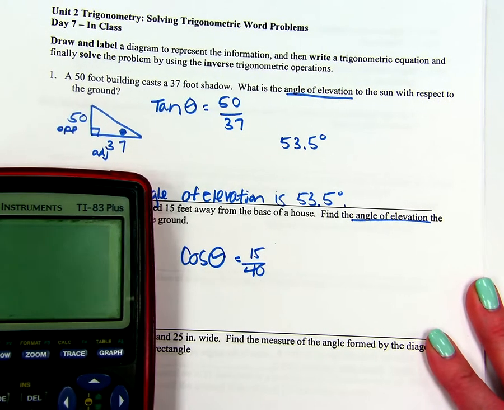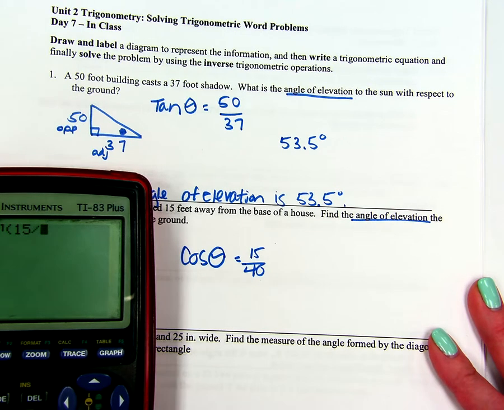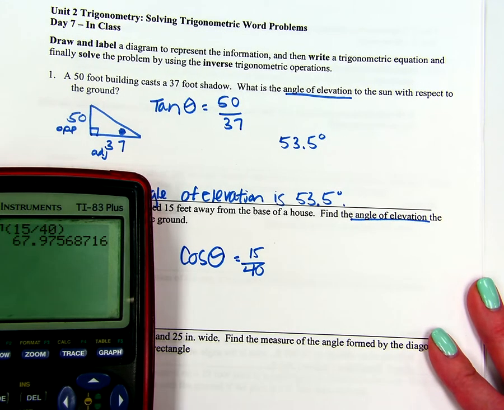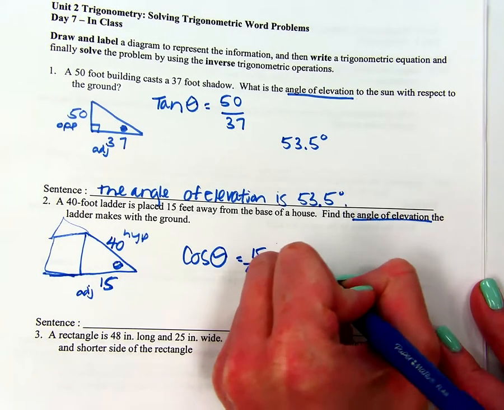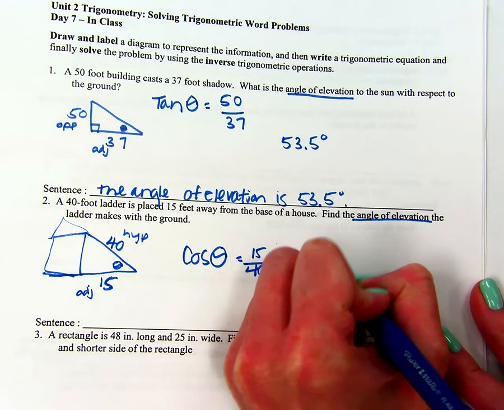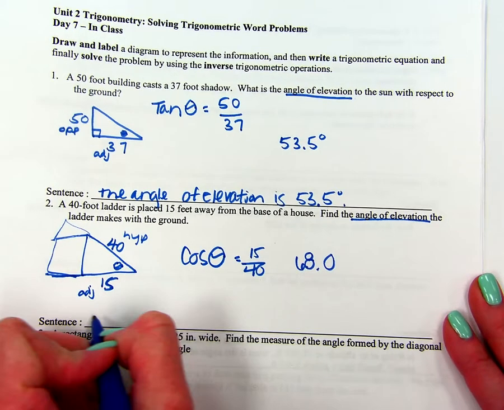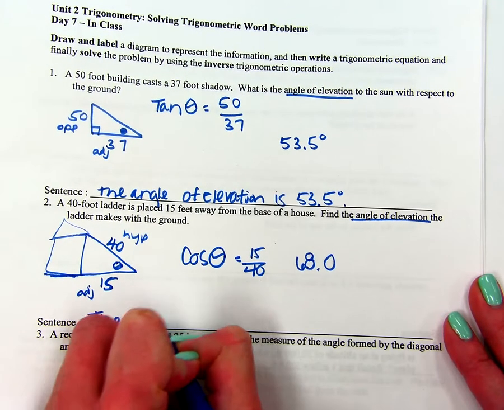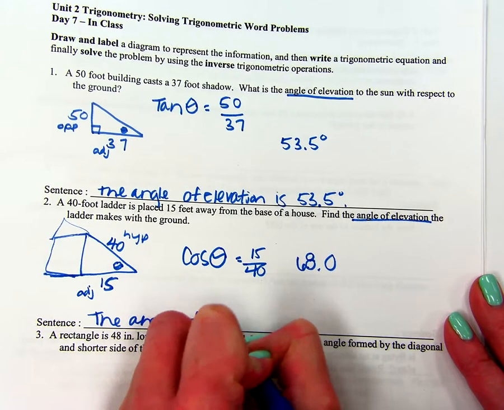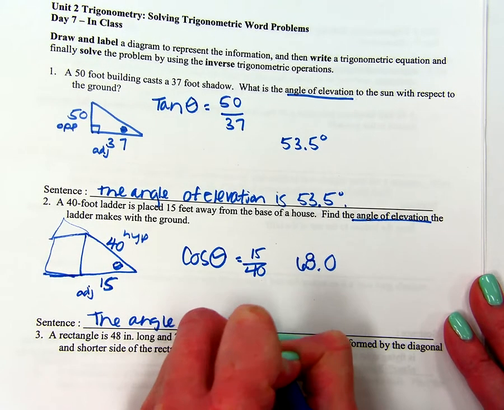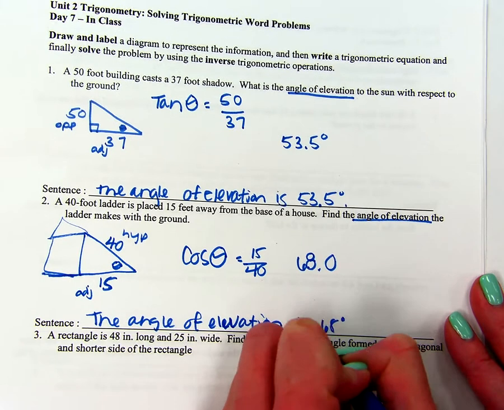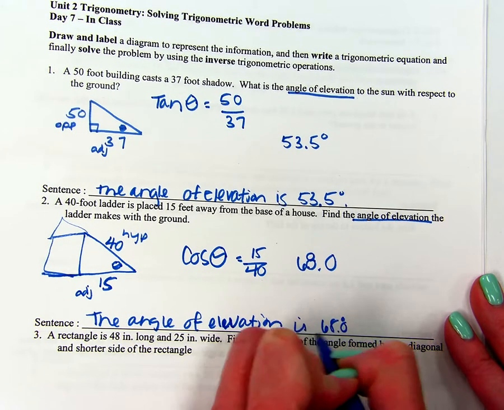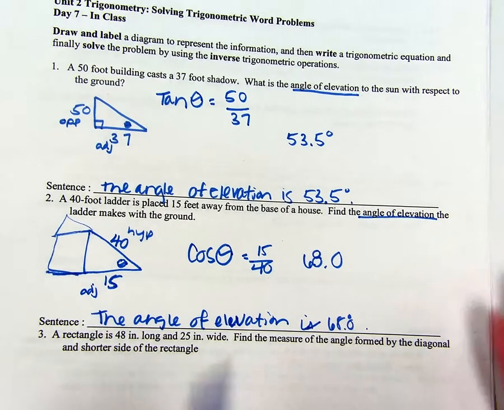So I'm going to do the second button and then cosine, and then 15 divided by 40. That's going to give me 67.97, so let's round that up to 68.0. So the angle of elevation is 68 degrees. All right, 2 more to go.